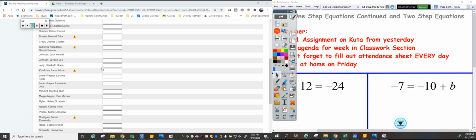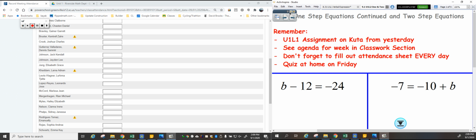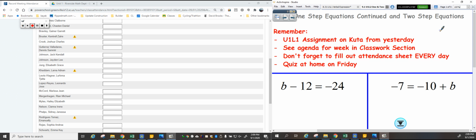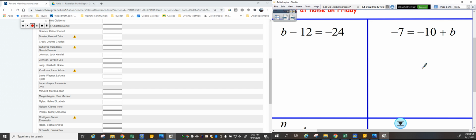All right. So let's get started with this right here. If I'm going to solve the first one, all right, Jack, what am I doing when I solve this? Find what the letter is. I want to get the letter by itself. Okay. So if this is a minus 12, what's the opposite of minus 12? Plus 12. So we're going to go ahead and do the plus 12 from both sides.